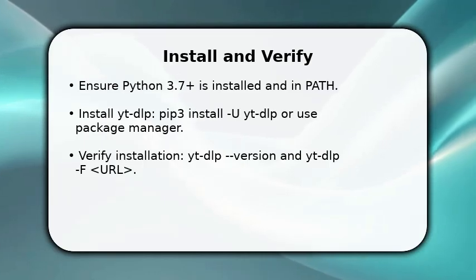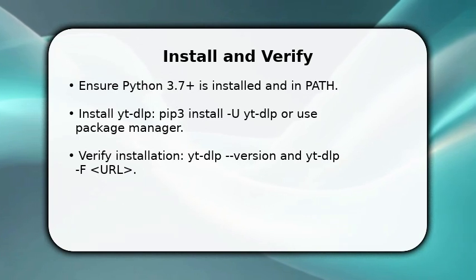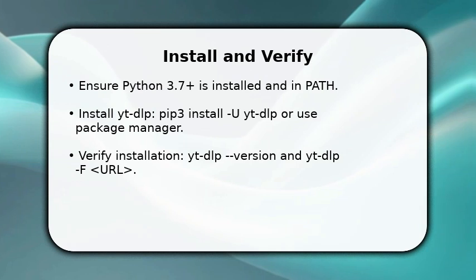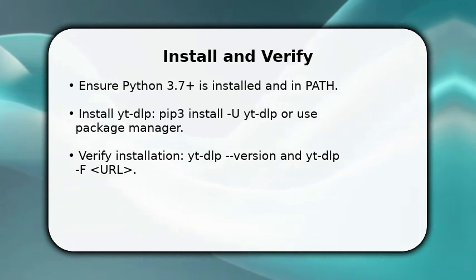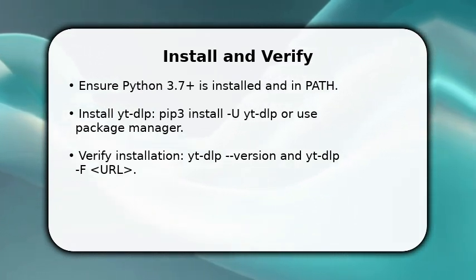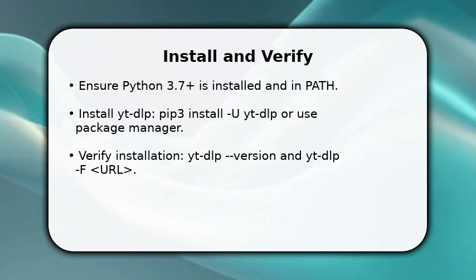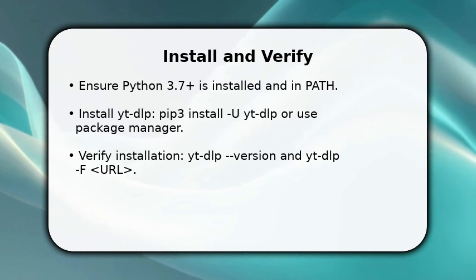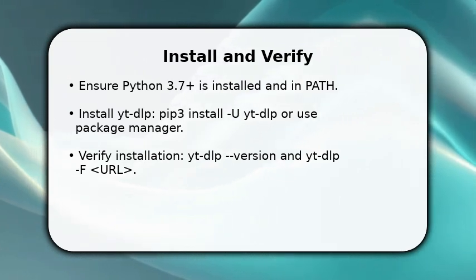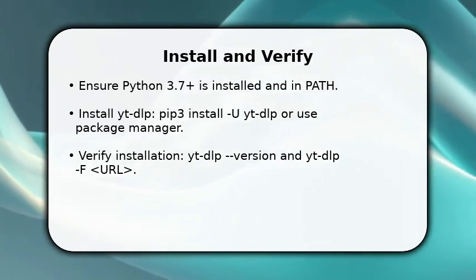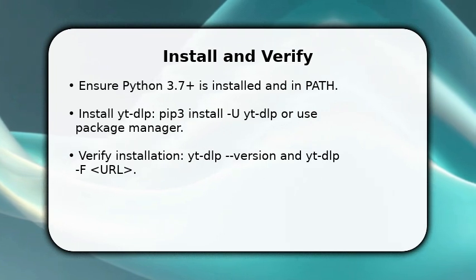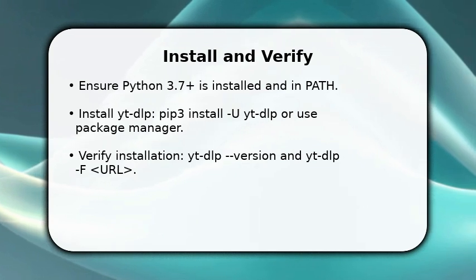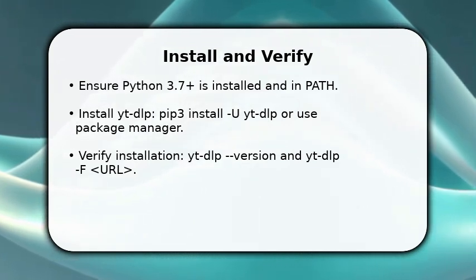You start by preparing the environment. Make sure Python 3.7 or newer is available and in your path. Once done, install yt-dlp with pip3 install yt-dlp, or use your distro package manager for a system binary. After installation, verify it works by running yt-dlp --version and probing a target with yt-dlp -F URL to list formats. This immediate check confirms you can proceed to choose formats and build download commands without wasting time.